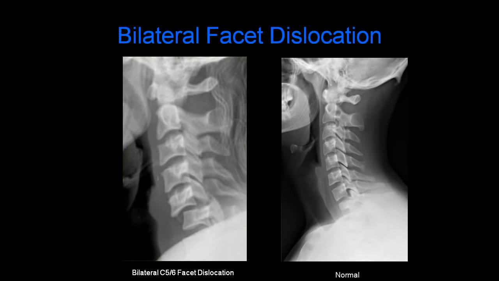On the left, we have a radiograph of bilateral C5-6 facet dislocation. We can see that there is anterior subluxation of the C5 on C6 vertebral body. Also, when we look at the posterior elements of the C5-6 level here, they look like a bow tie. This is called the bow tie sign. On the right, we have a normal radiograph.